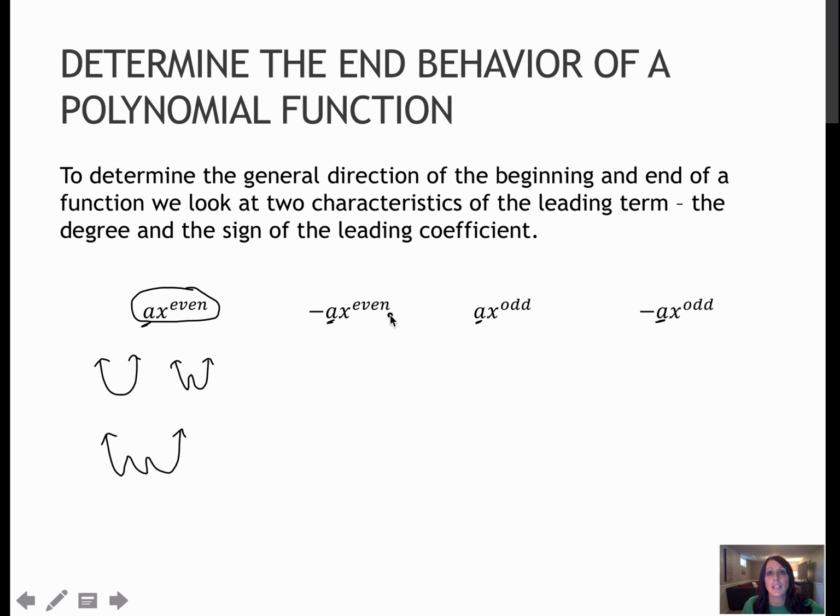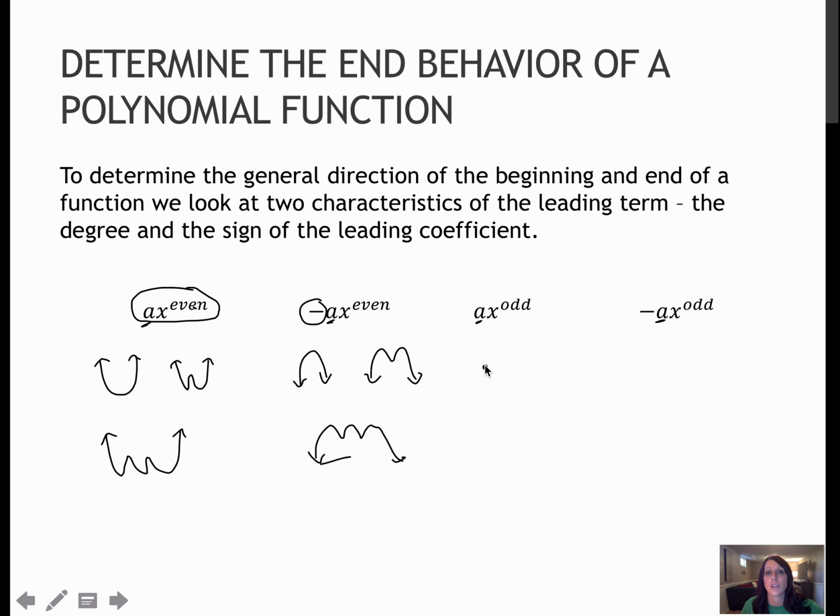Now, if it's still even, but now a is negative, this one will flip upside down, and this one will flip upside down, and this one will flip upside down. So I know that they're still going to go in the same direction, but they're going to be going in the negative direction instead. So that means every time it's even, they're the same direction, but if it's negative, we flip them upside down. Now let's look at the odd functions.